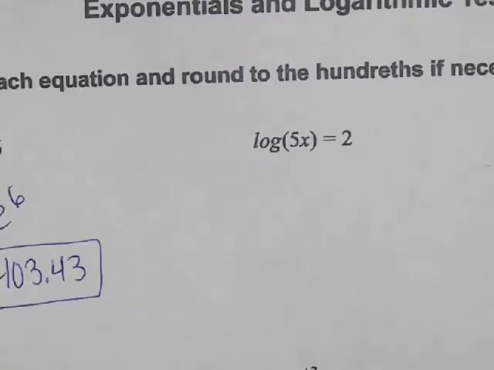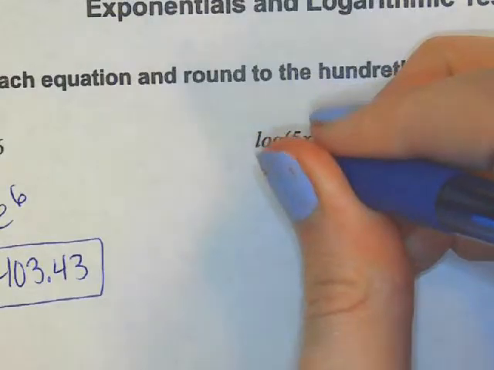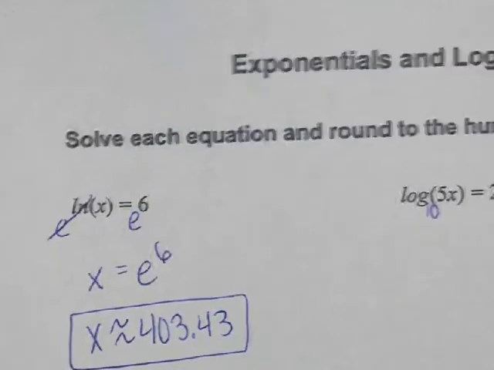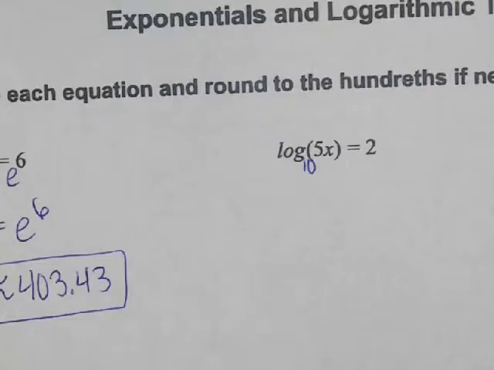All right, next one. Read it to me. Log 5x equals 3. So does it say the base? Is this a natural log? No. So what's the invisible base? 10. The invisible base implied is a 10 if you do not see it. Not the same thing as a natural log. Okay, so how do I get rid of a log base 10?